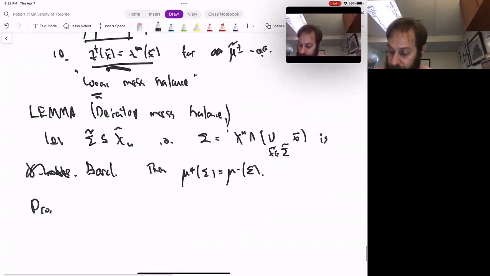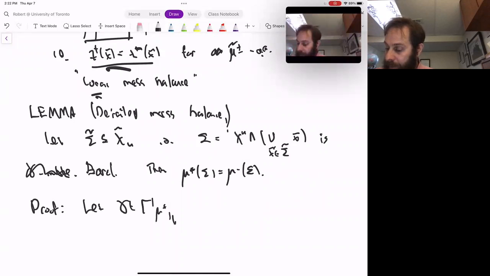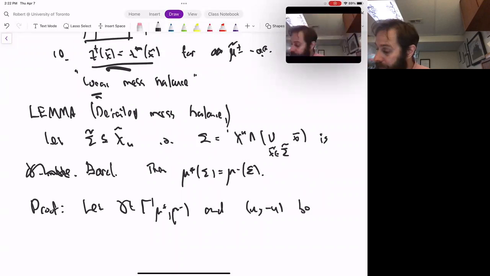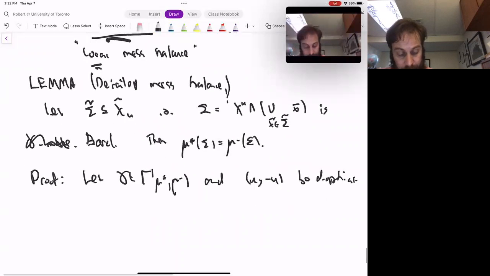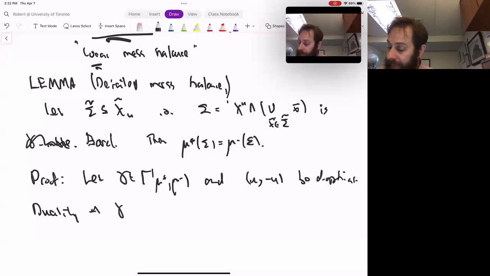And the proof goes the following way. So again, let gamma be optimal for mu plus and mu minus, and U be a negative BD optimal potential. And then we know that duality showed that gamma vanishes outside this equivalence relation.